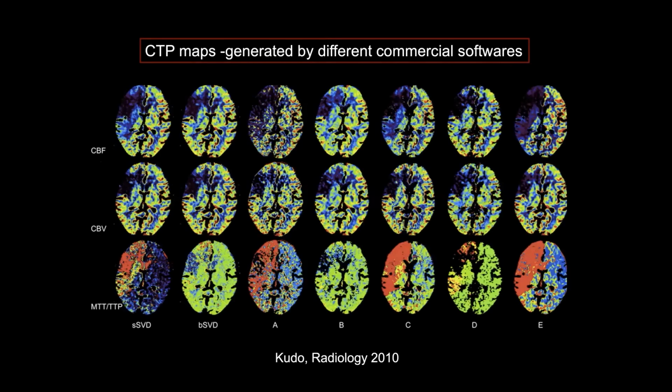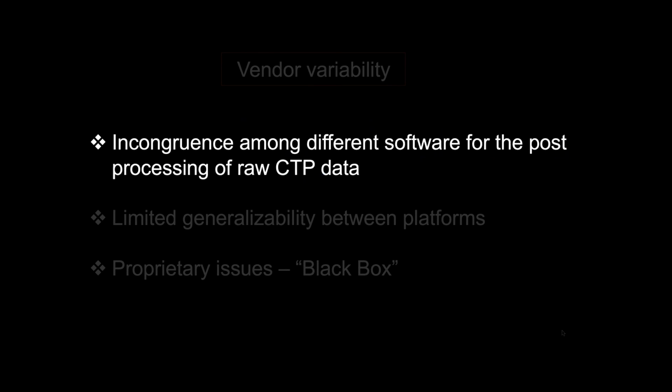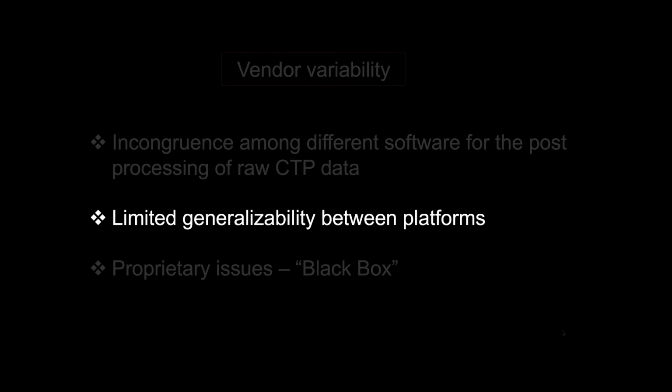And this is an older paper, published in 2010, but there they looked at 5 different commercial software packages for perfusion, A to E. And they showed that, depending on what you're using, your maps can be different. So this is not new. This is not news. Different software are going to generate different maps because there is incongruence among some of the different software. There is also limited generalizability.